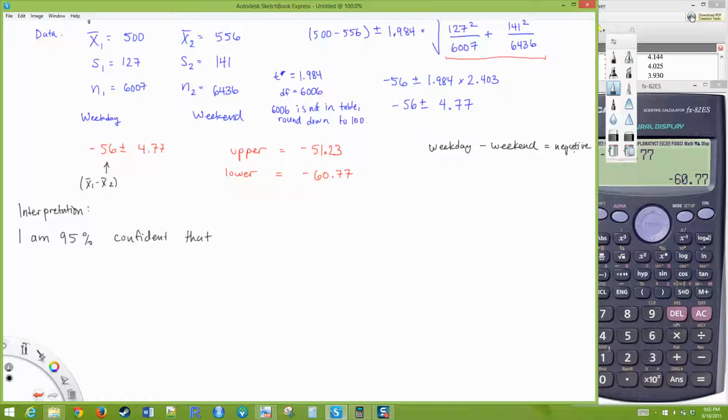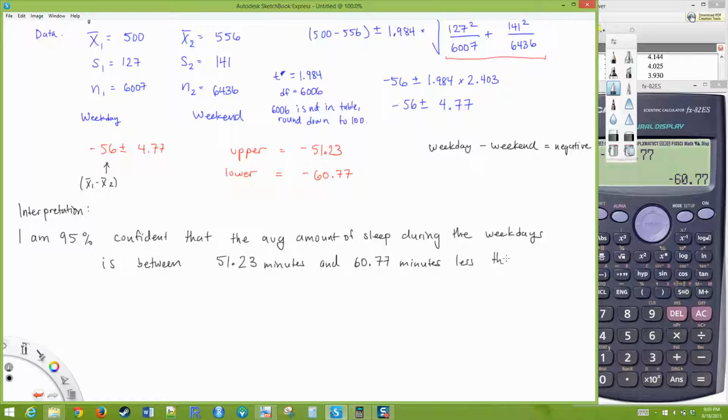So what does that mean? That means, do we sleep more or less during the weekday? Less, yes. Okay, so I'm 95% confident that the average amount of sleep during the weekdays is between 51.23 minutes and 60.77 minutes less than the average amount of sleep during the weekends.